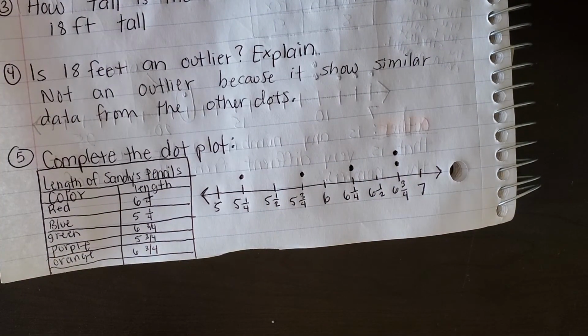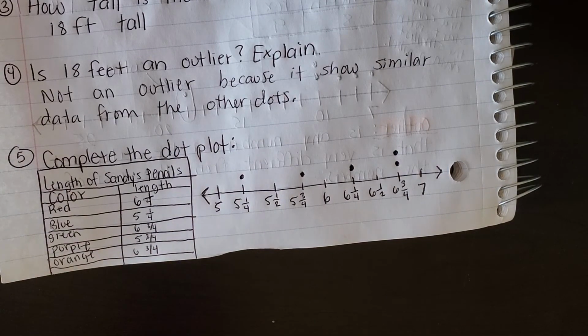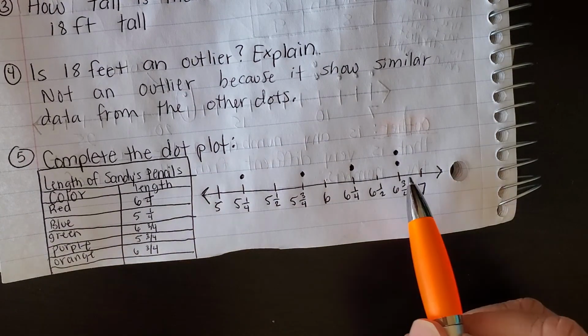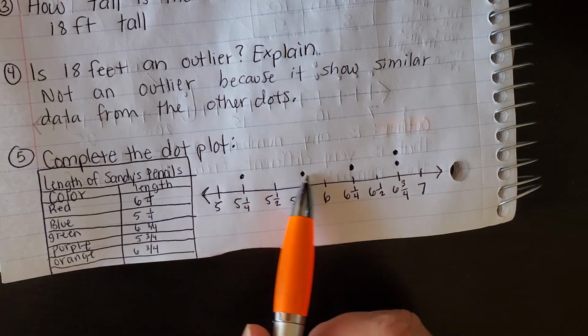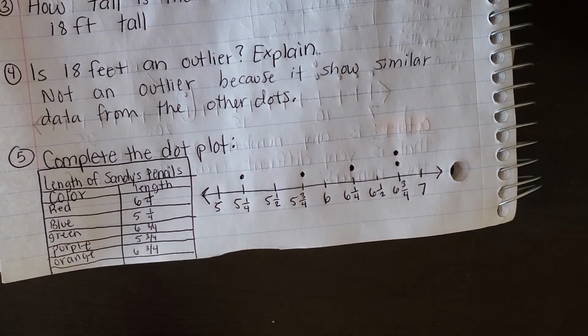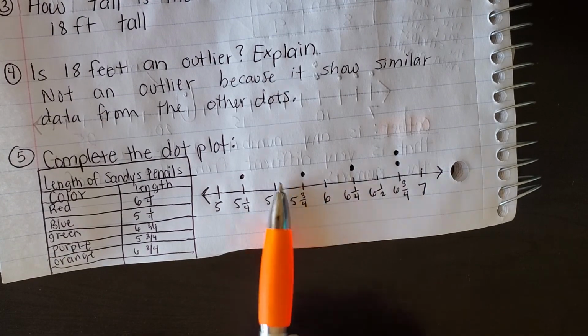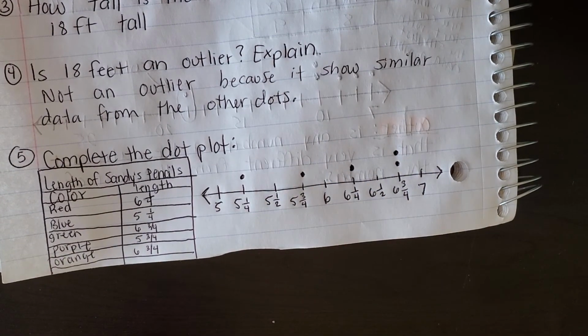Now another question could be asked, which is the common length of Sandy's pencils? So which one has a common one? 6 3/4. Do we have an outlier here? Well, no, not really, because all of them really show almost the same information. They're not that separate apart from each other, so in this case, there's no outlier.